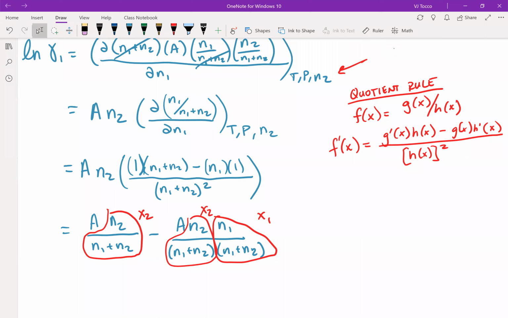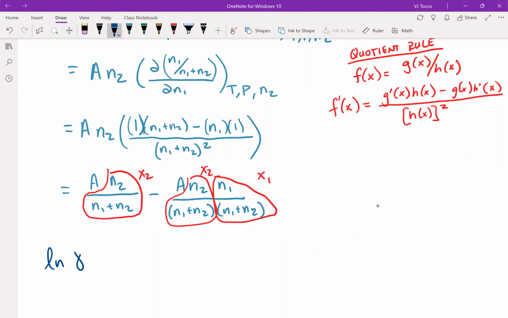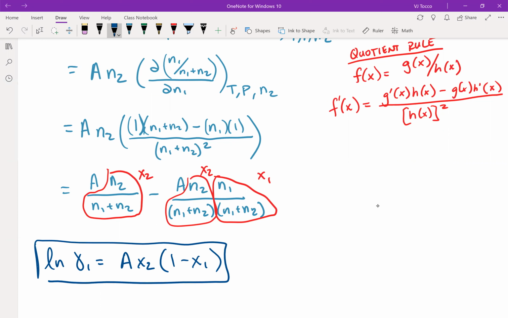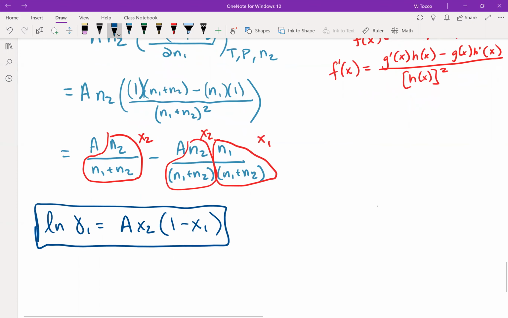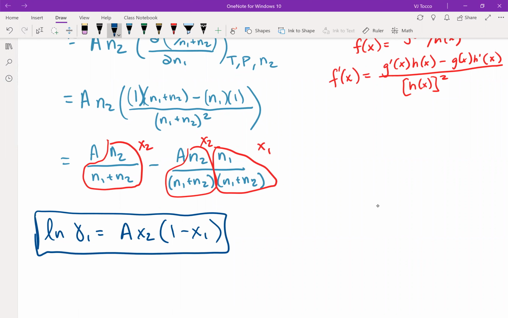So remember, this is all equal to ln of gamma 1. ln gamma 1 is A x2, and in parentheses 1 minus x1, because it factors out. This is the expression for the activity coefficient of species 1. And also recall that you can express 1 minus x1 as x2. So this is also equal to A x2 squared. I'm not going to show you the full derivation, but you would do the exact same analogous process to obtain ln of gamma 2 is equal to A x1 squared.